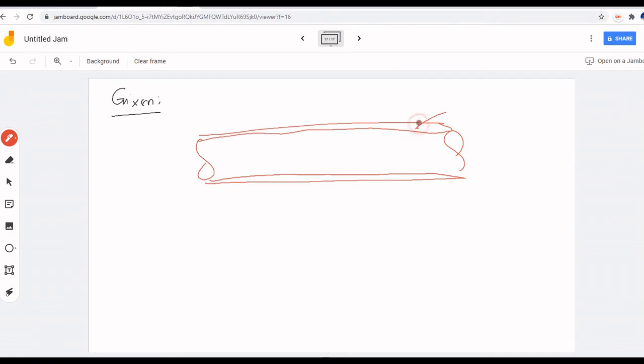This coating is naphthalene, and this being our solute, we will label as A. The inner diameter of the pipe is 20 mm and the length is 1.10 meters.